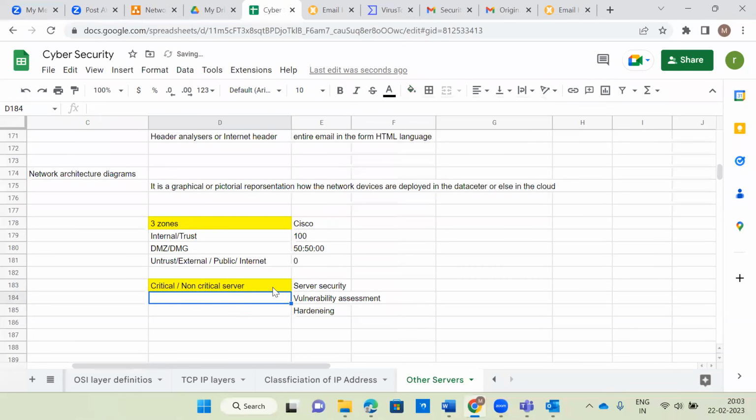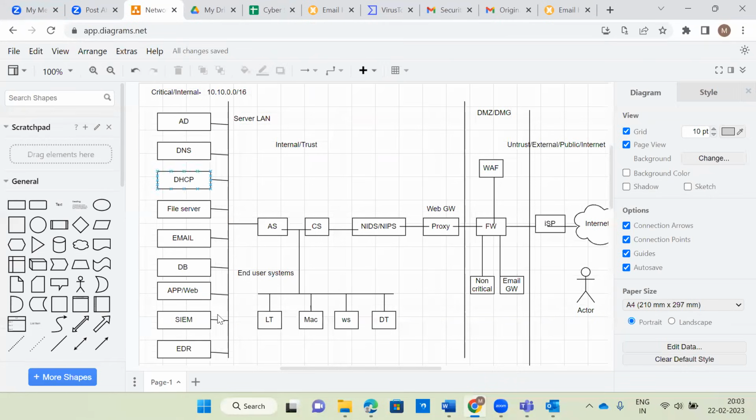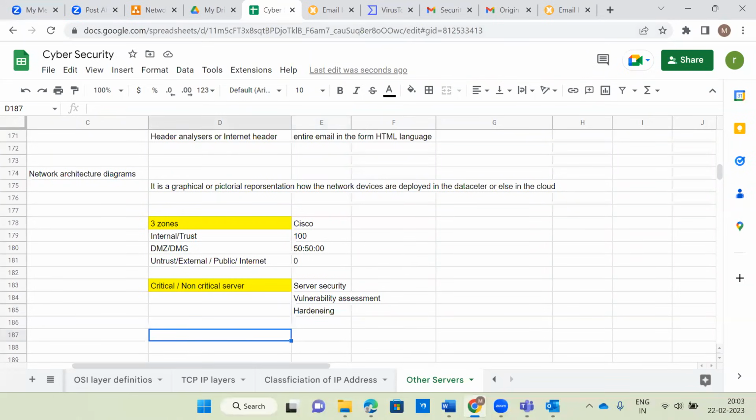So for critical and non-critical servers, we'll do vulnerability assessment and hardening. This is one portion only, also called infra security. You can see all the end user systems and all the servers are there. We'll provide security for all the end user systems and all the servers. Anyone?